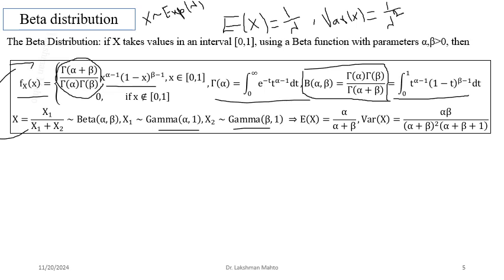And why am I writing this in terms of gamma distribution? Because it is very easy to compute the expectation of gamma. Expectation of gamma is alpha by lambda, variance is alpha by lambda square. The same process you apply here, lambda will cancel out. You will have expectation of x equal to alpha by alpha plus beta. And what is the variance? Alpha into beta divided by alpha plus beta whole square into alpha plus beta plus 1. So that's why I express the beta random variable in terms of the gamma random variable.